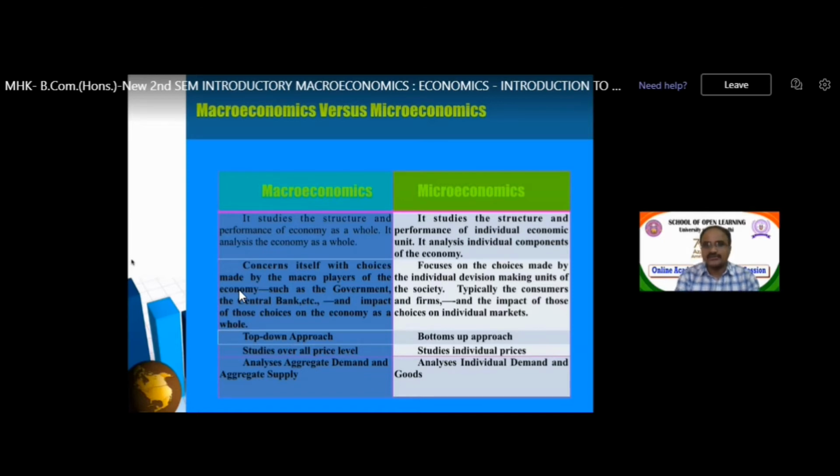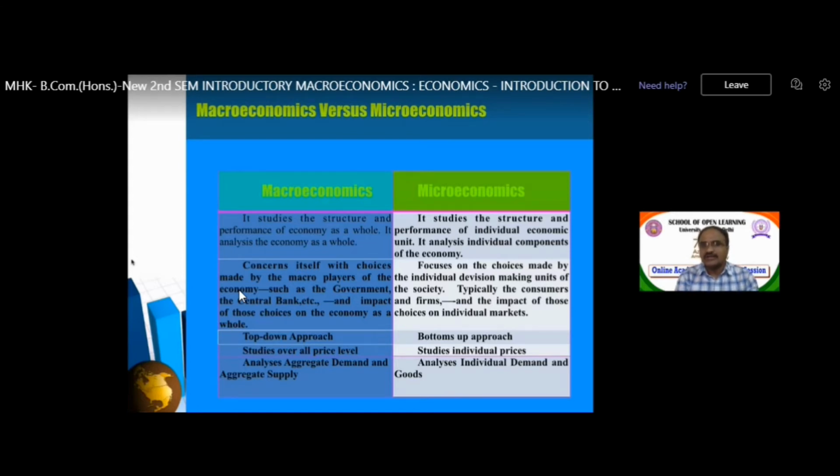Right? Another point we are discussing: macroeconomics is concerned with choices made by the macro players of the economy. Who are the macro players at this macro level? The government, whether the central government, state government, local government or panchayats, the central bank, and so on. It is the impact of those choices on the economy as a whole, how their policies and decision making affect the entire economy. That is what macroeconomics is concerned with.